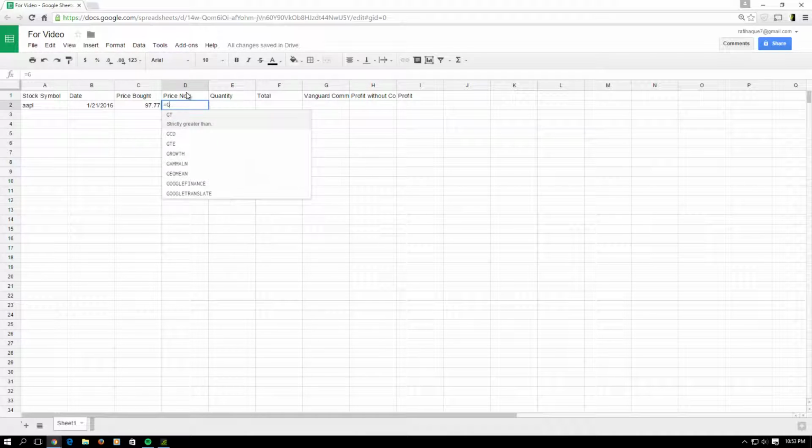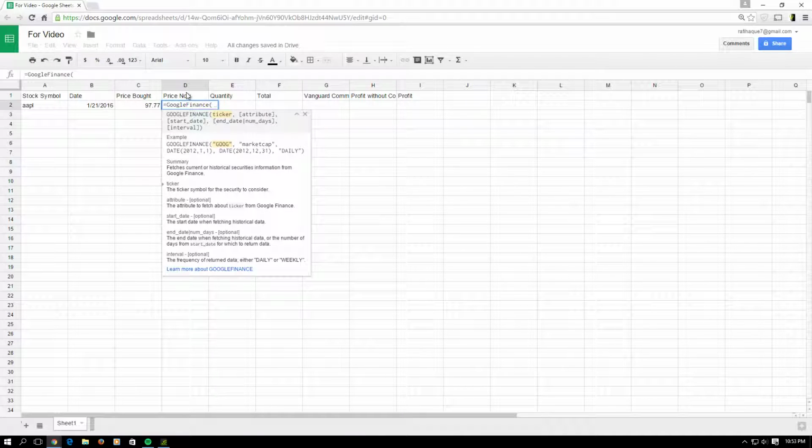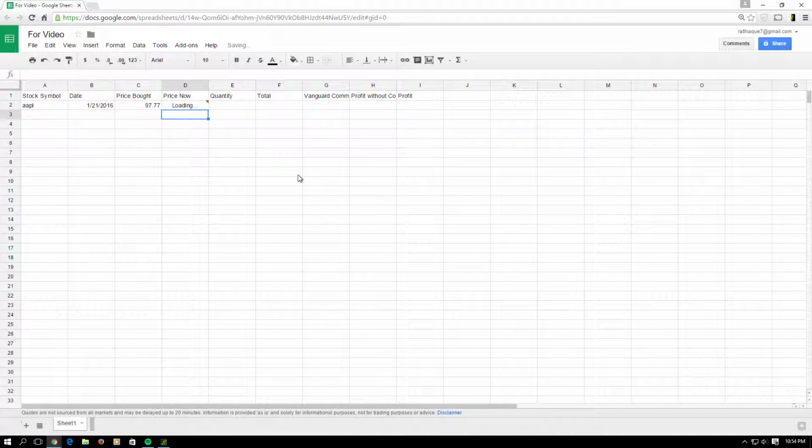You put an equal sign, type in GOOGLEFINANCE, and then a parenthesis, and then you can click on the symbol name, which is Apple in this case, and press enter, and it will load up the current market price of Apple's share. There is, I believe, about a 20-minute delay. It's not going to be exactly right at this moment, but it is pretty good. And I bought a quantity of 3, so let's put that down.